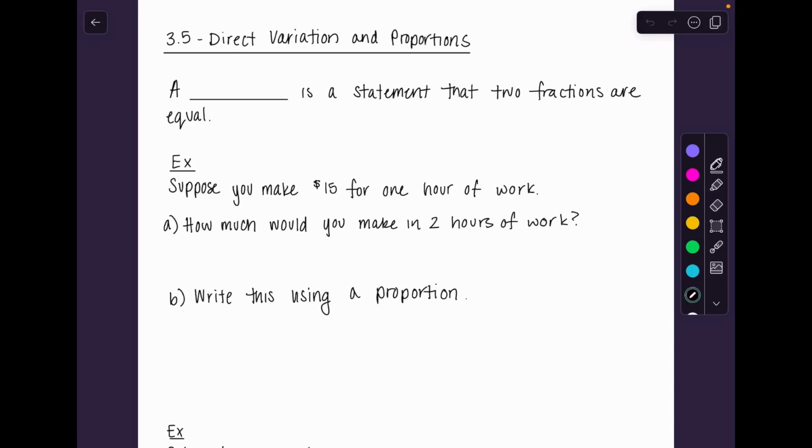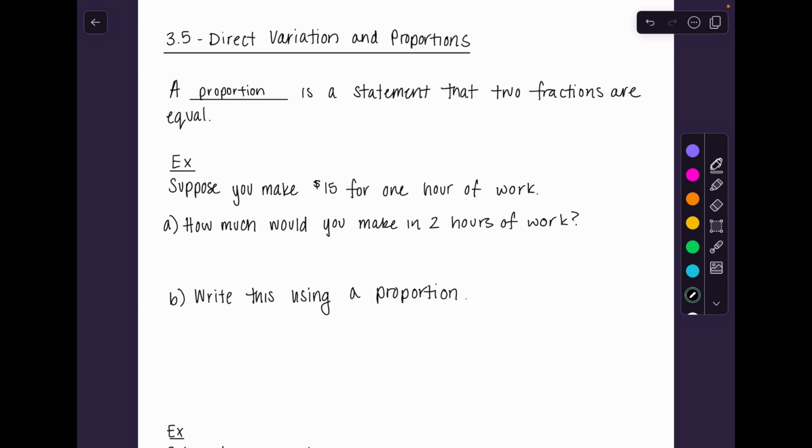This next section we're going to talk about is going to be direct variation and proportions. So we've actually worked with this a little bit before, but now we're going to add more solid terminology to it. So we've worked with fractions quite a bit. When we're talking about some kind of equation involving two fractions equal to each other, that's what we call a proportion. So a proportion is a statement that two fractions are equal.